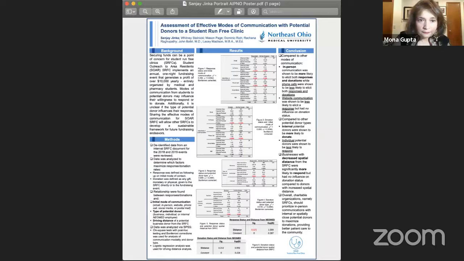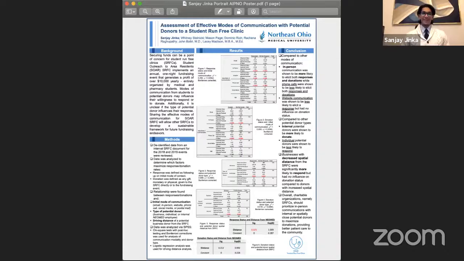Awesome. Okay. Well, my name is Sanjay Jinka, and today I'll be discussing our research on what modalities of communication yield the best results for reaching out to donors to support charitable causes like our student-run free clinic. To determine this, statistical correlation of various factors to response and donation rates was found using data from previous clinic fundraisers. We found that when compared to other modes of communication, in-person communication was more likely to elicit both responses and donations when compared to phone calls and website communication.